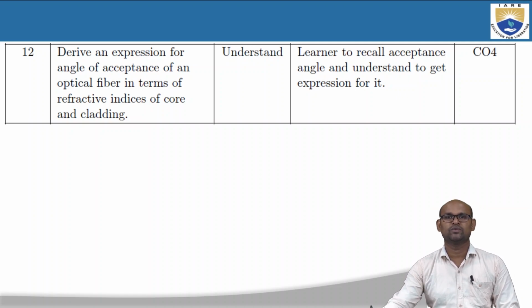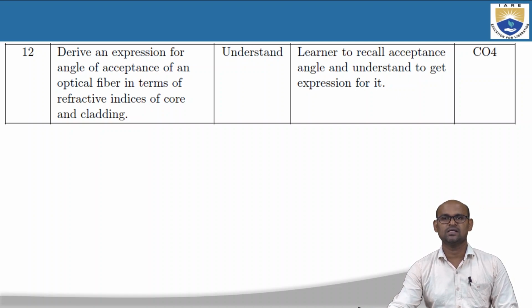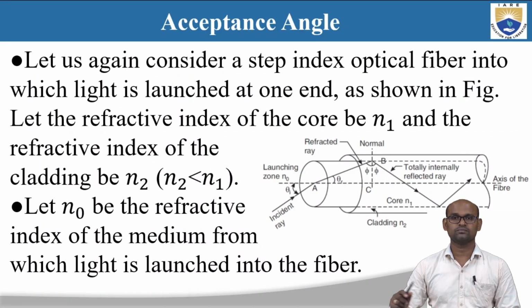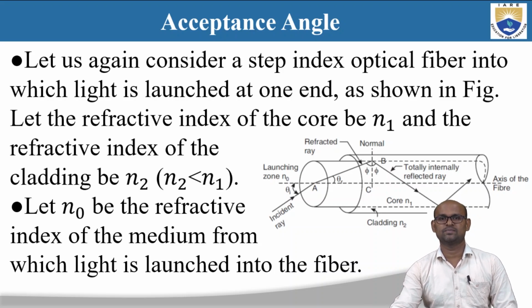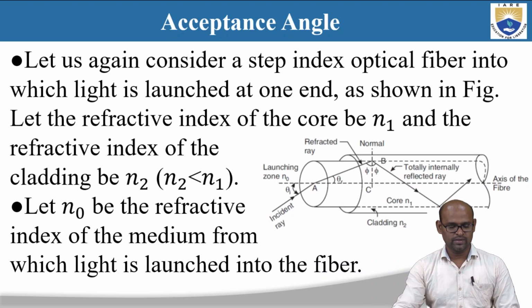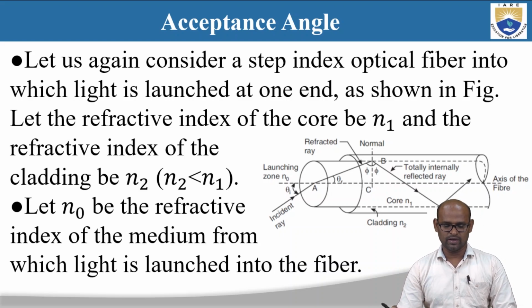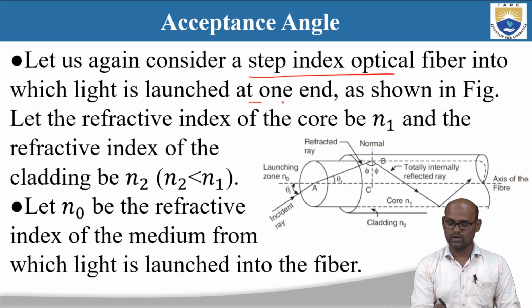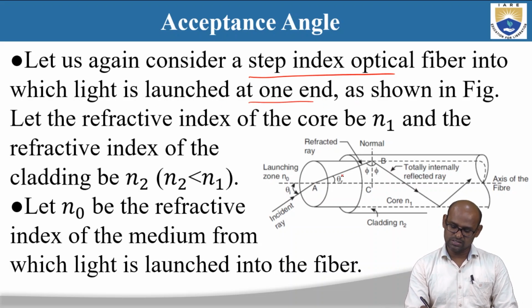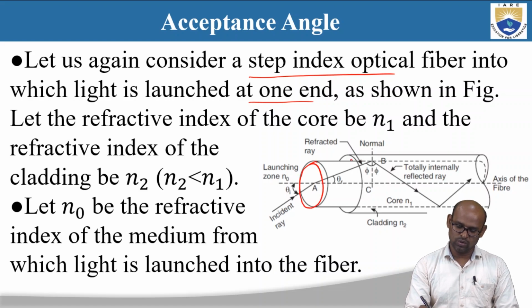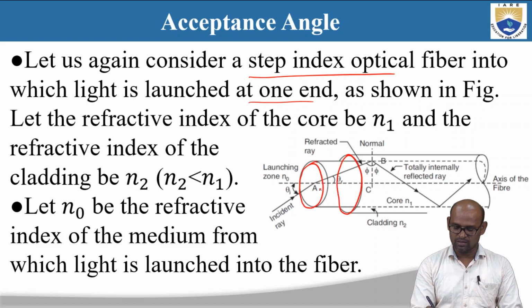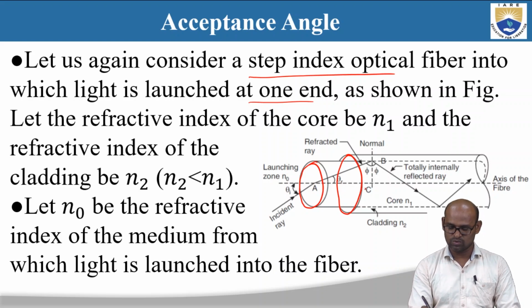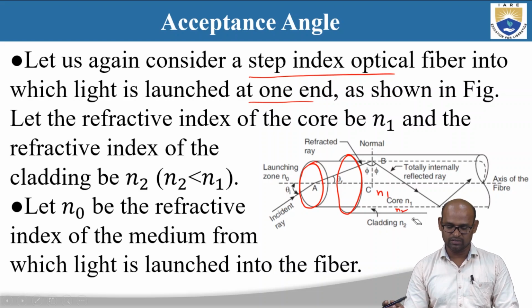The 12th question: derive an expression for the angle of acceptance of an optical fiber in terms of refractive indices of core and cladding. So we are going to derive the acceptance angle. To derive it, we consider one type of optical fiber, for example a step index optical fiber, into which light is launched at one end, as shown in the figure. This is the step index optical fiber. This is the core and you have the cladding. The refractive index of the core is n1, the innermost one, and next to this is n2. That is already given here.